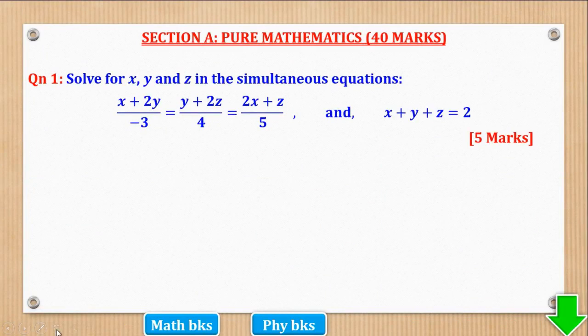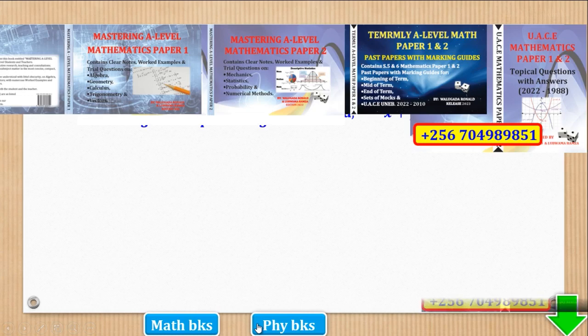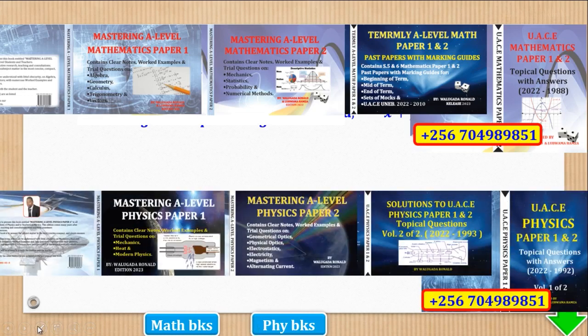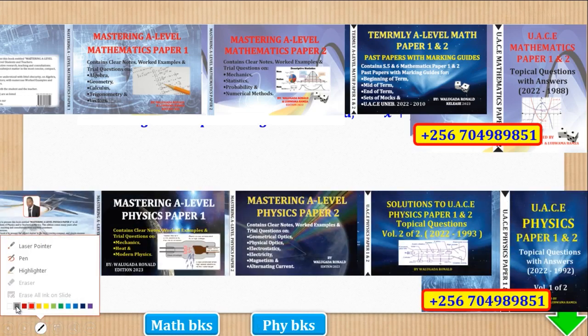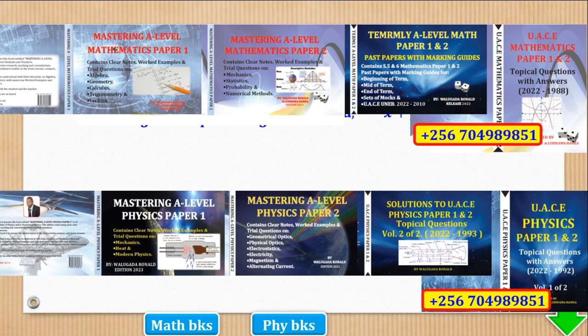So before we start, let's first look at the books which are needed in A-level mathematics and physics. In total there are 4 books. There is Math Paper 1, Math Paper 2, and Termly Papers. These include previous years' beginning of term, mid-term, end of term, sets of mocks, and UNEB marking guides from 2022 to 2010. Then this one is a topical question bank.